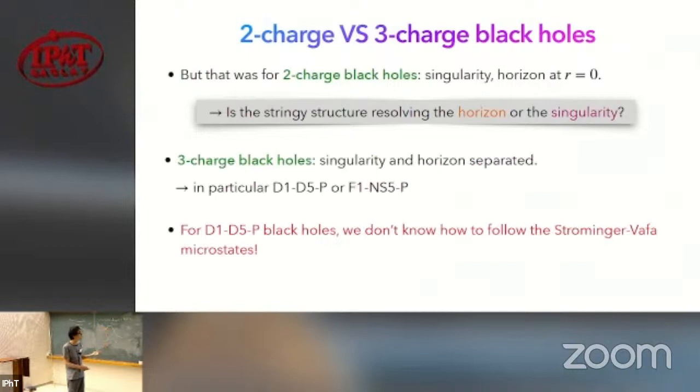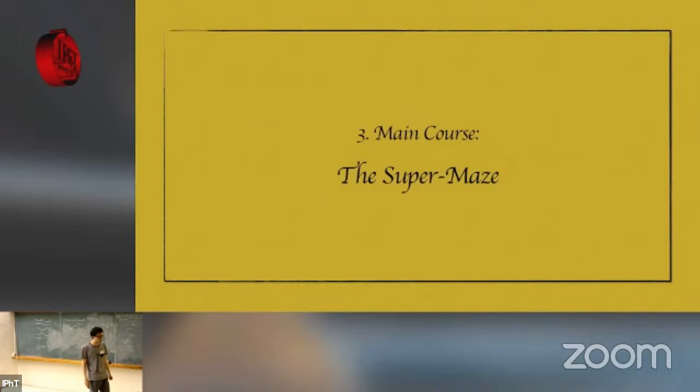And you say, okay, well, you have to go to three charged black holes, because for three charged black holes, the singularity and the horizon are separated. So you can look at D1, D5, P black holes or F1, NS5, P black holes. And the problem is that if you take D1, D5, P black holes, you don't know how to follow the Schrödinger wave microstates. So how do we do? All right, so let's go to the main course, to the foie gras, as Joseph would say.